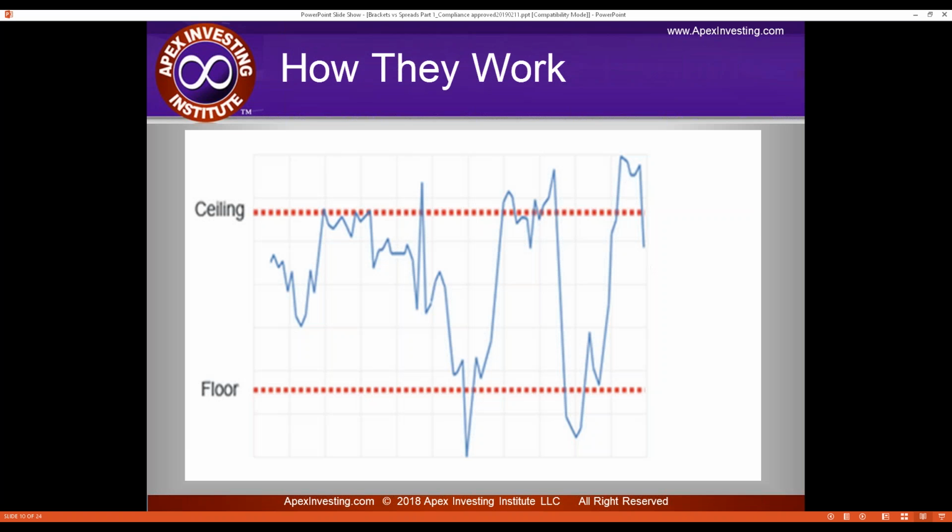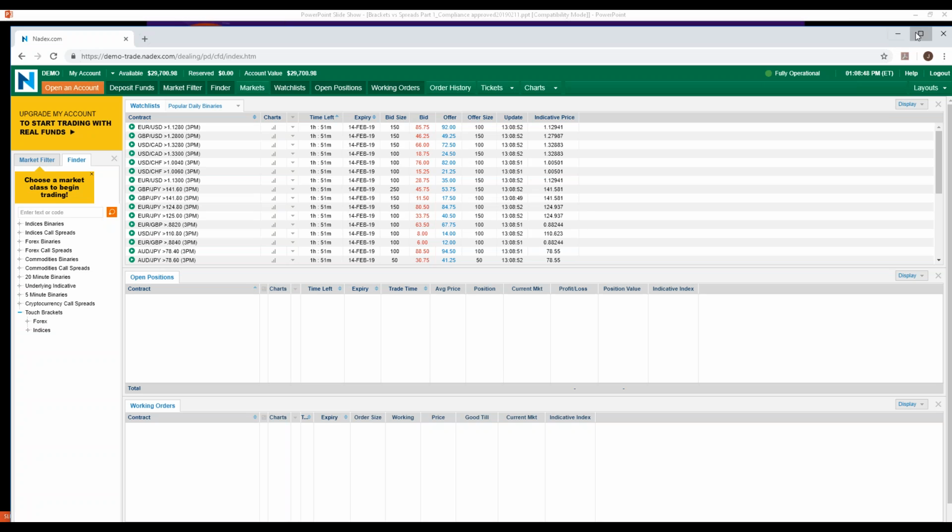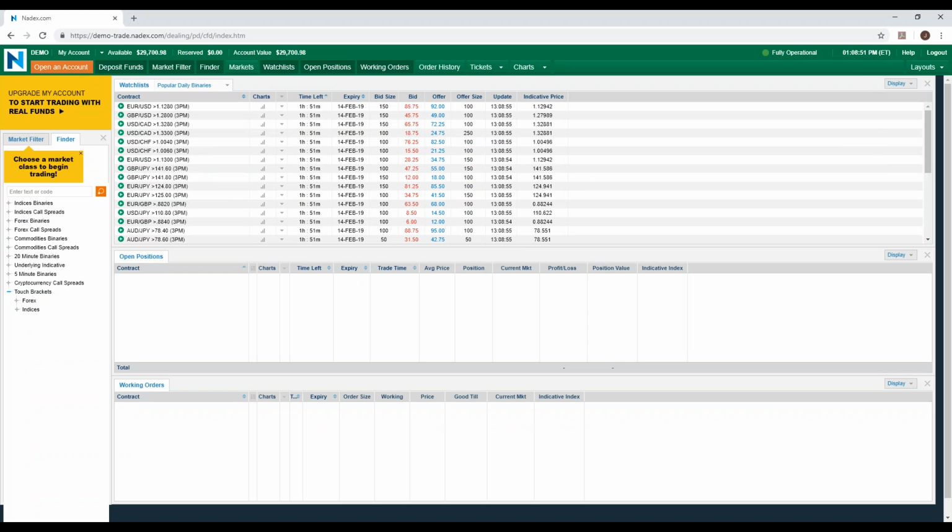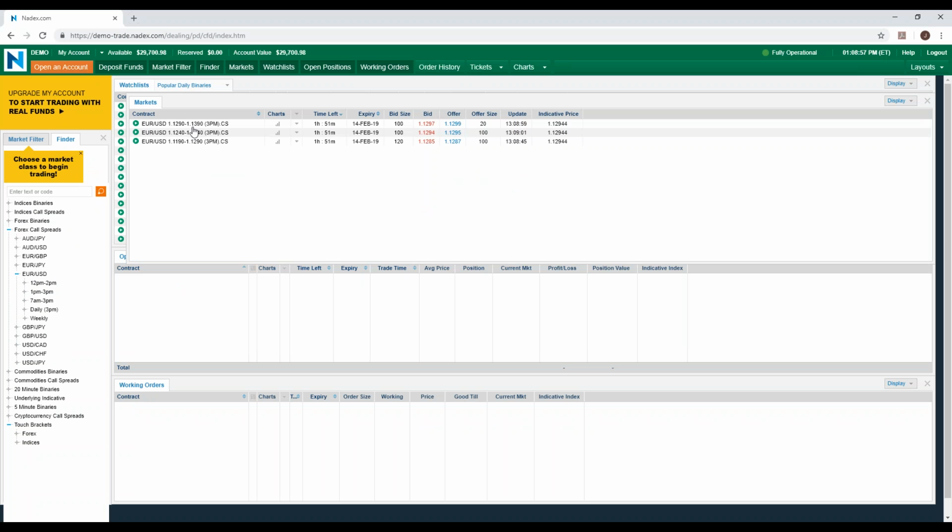So just a real quick recap here. How do call spreads work? Like I told you, they have a top and a bottom, or what we call a ceiling and a floor. Let's say, for example, that this was the euro dollar, and the floor was at 1.2400 and the ceiling was at 1.2500. What would that look like on the Nadex platform? If we went over and found forex call spreads and went to euro dollar, these numbers are going to be a little different, but that's how they're listed. See, a floor and a ceiling. The bottom number is the floor, the top number is the ceiling.